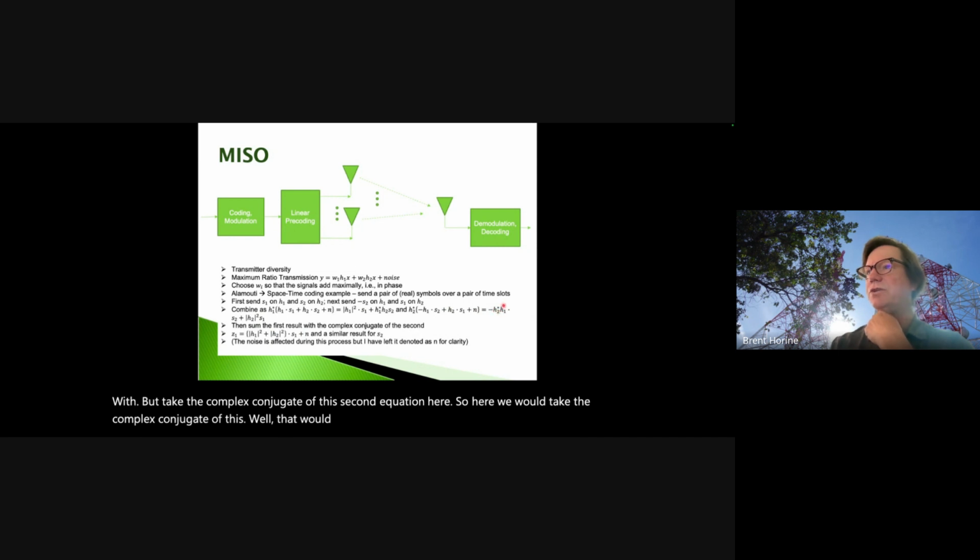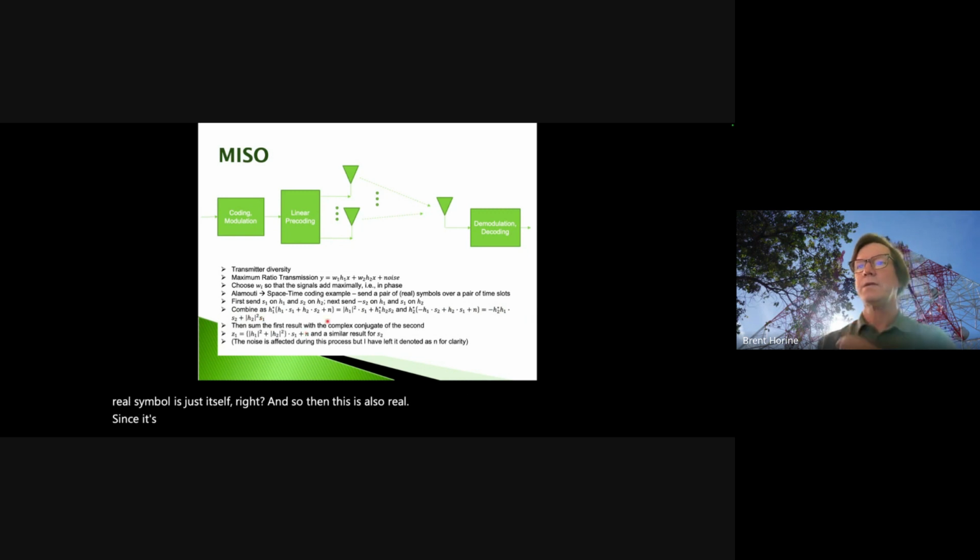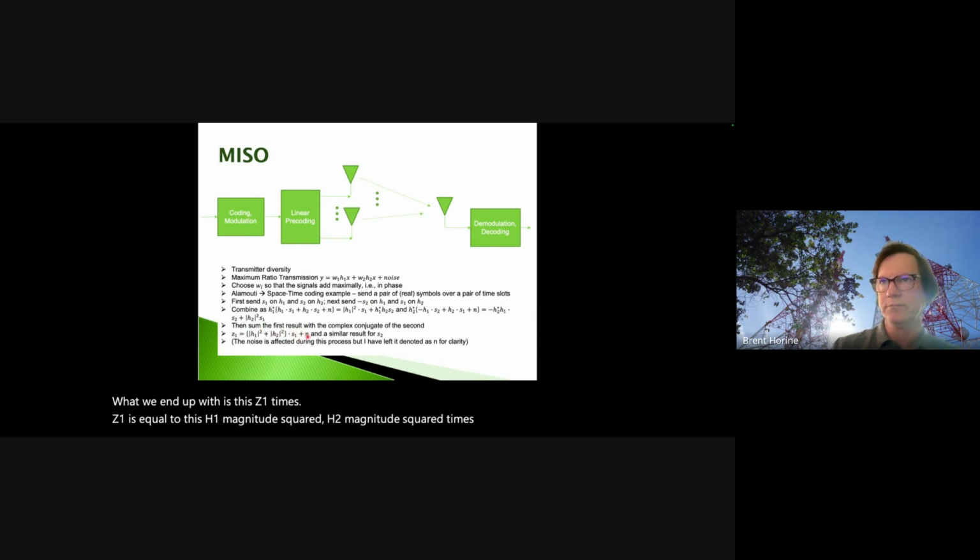Well, that would be H2, H1 complex conjugate, right? And that's where I'm assuming that the symbols are real, so we don't have to account for that. So complex conjugate of a real symbol is just itself, right? And so then this is also real since it's a magnitude squared. So then we sum that. Then what we end up with is Z1 is equal to this H1 magnitude squared plus H2 magnitude squared times S1 plus noise.